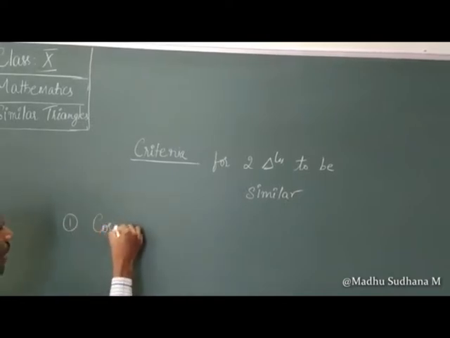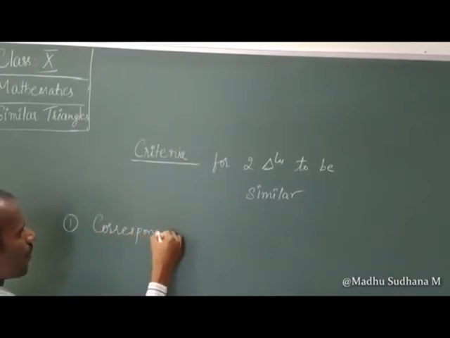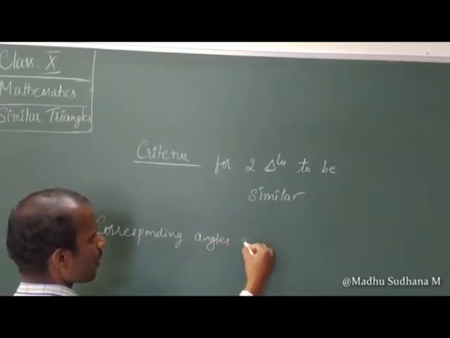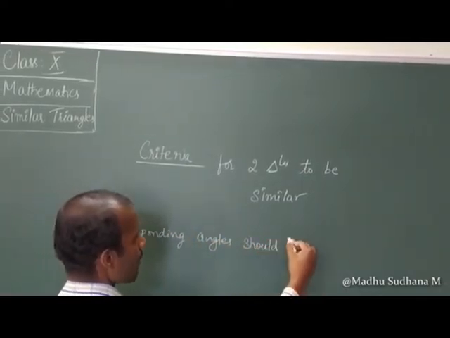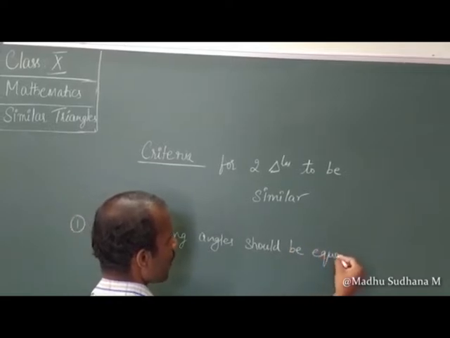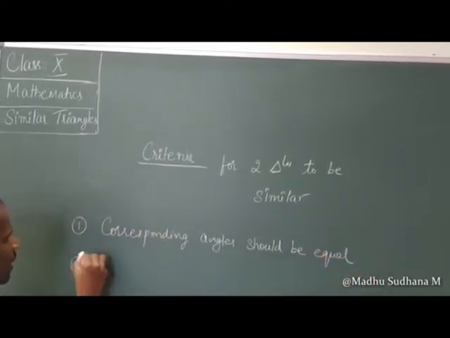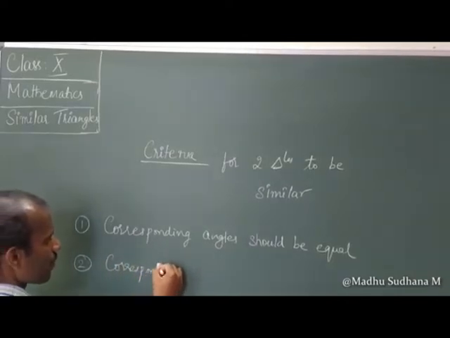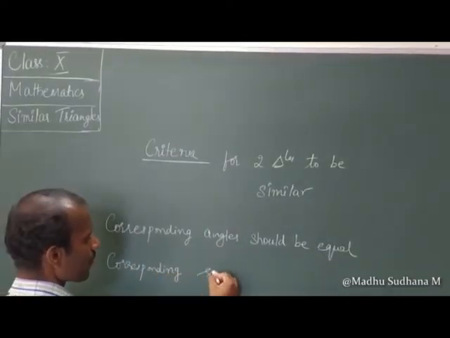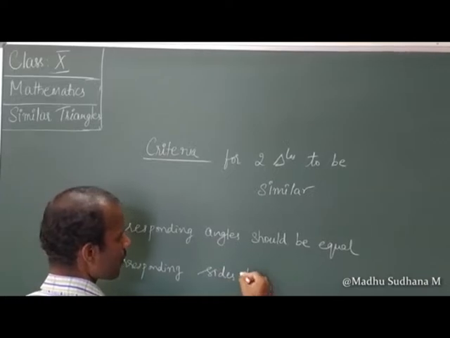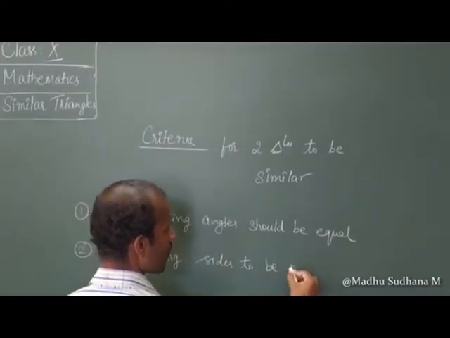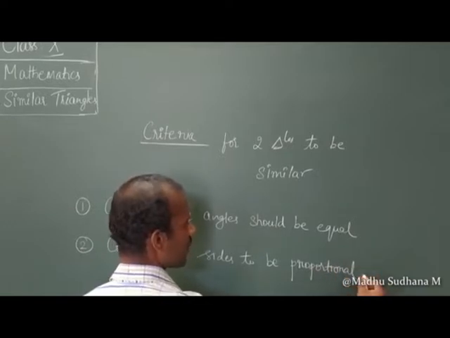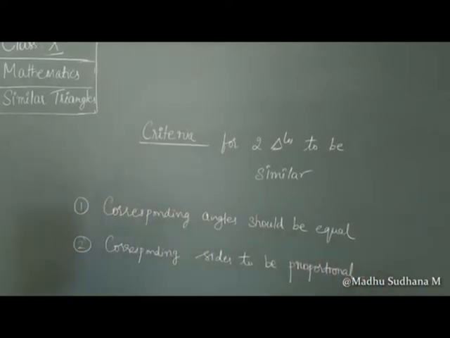The corresponding angles should be equal. The second criteria or condition: the corresponding sides should be proportional. So only when these two conditions are met, the two triangles are said to be similar.